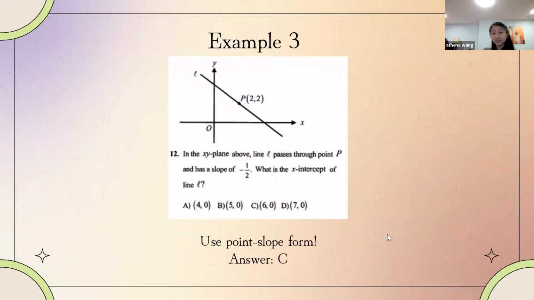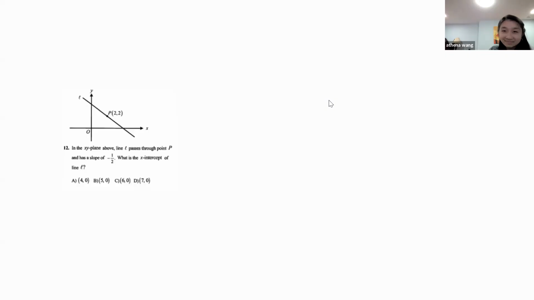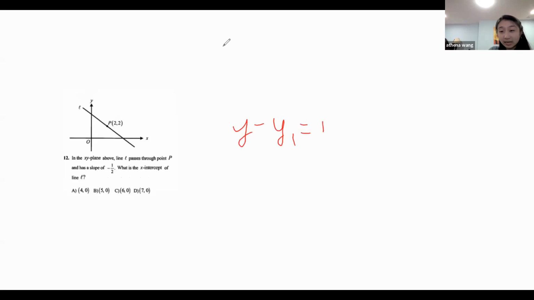So an easy way to do this is to use point slope form. So point slope form is the one that I told you about. I will write it. We have y minus y1 equals m times (x minus x1). Okay, so this is an easy way to solve this problem. You have the slope, -1/2, and then you have one, it should be x minus x1.